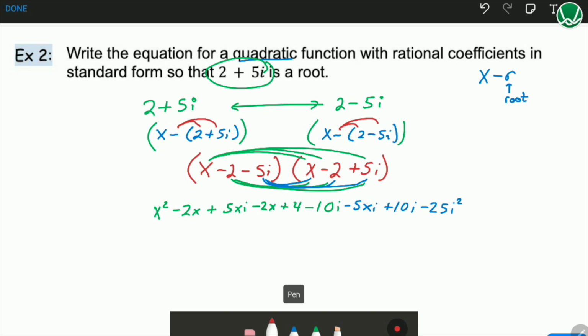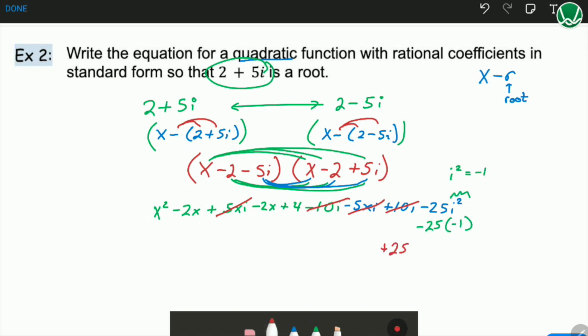Let's see. Some stuff should cancel out because, again, things are conjugates. So the 5xi's will cancel, and so will my negative 10i's. Anything else cancels? I don't see anything. Yeah, okay, so we're good with that. We also have to remember i squared means something. i squared is negative 1. So this last term is really negative 25 times negative 1, which is positive 25.